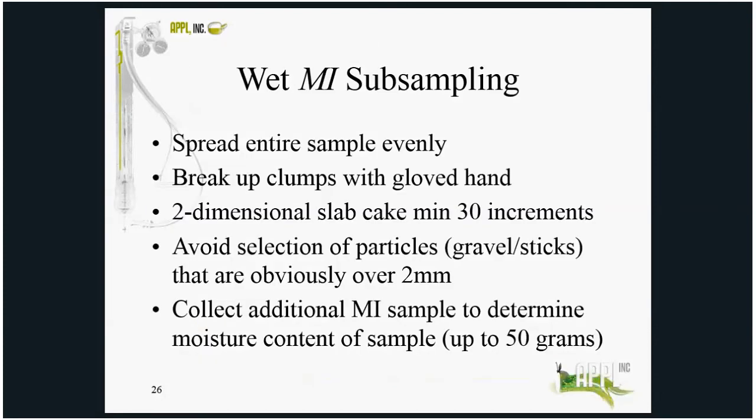There may be situations where all you want to do is incremental sample your wet sample. In this instance, you're going to spread the sample out as evenly as possible on a flat surface, like the baking dish. You're going to break up the clumps as much as you can. Make sure it's as even as you can. And you're going to subsample using the two-dimensional Japanese slab cake method, taking a minimum of 30 increments, all the same size.